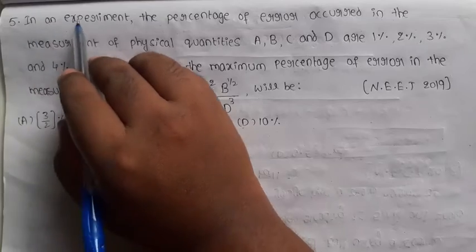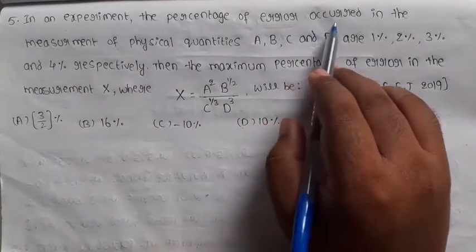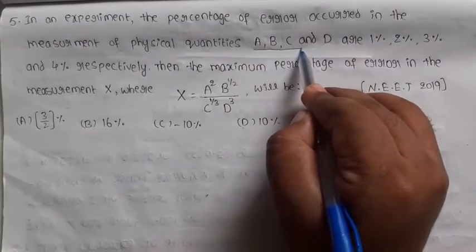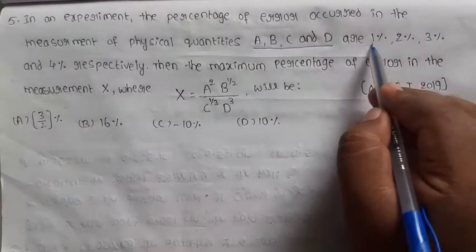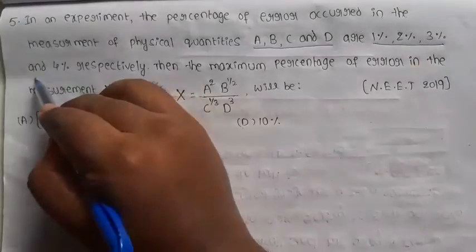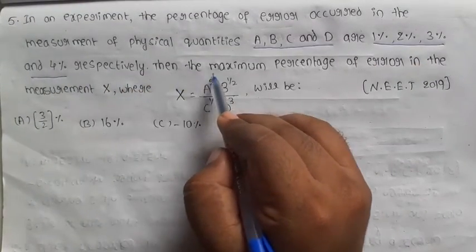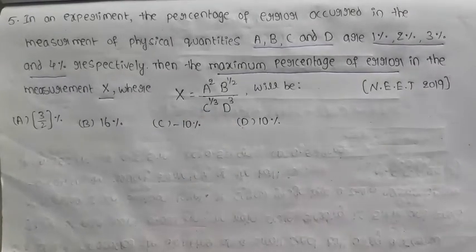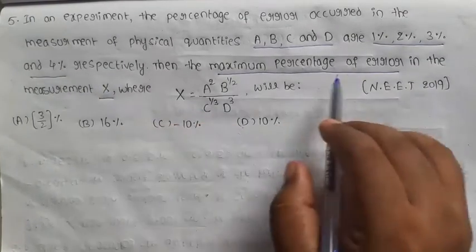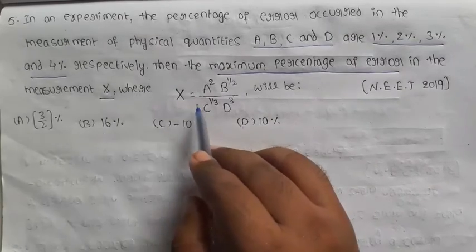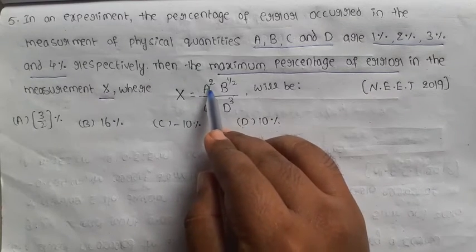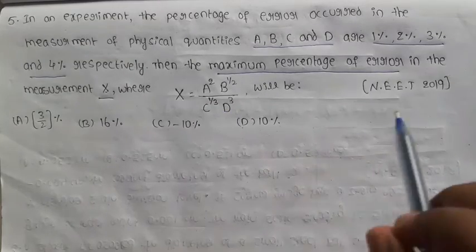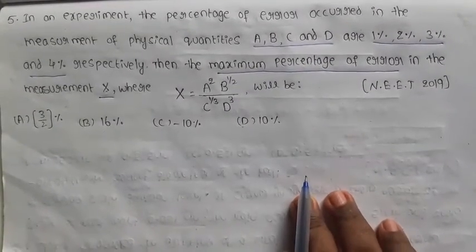Fifth question. In an experiment, the percentage errors occurred in the measurement of physical quantities A, B, C and D are 1%, 2%, 3% and 4% respectively. Then what is the maximum percentage error in the measurement of X? We have to find the percentage error in the measurement of X, where X equals A squared, B to the power of 1 by 2, C to the power of 1 by 3, D to the power of 3.